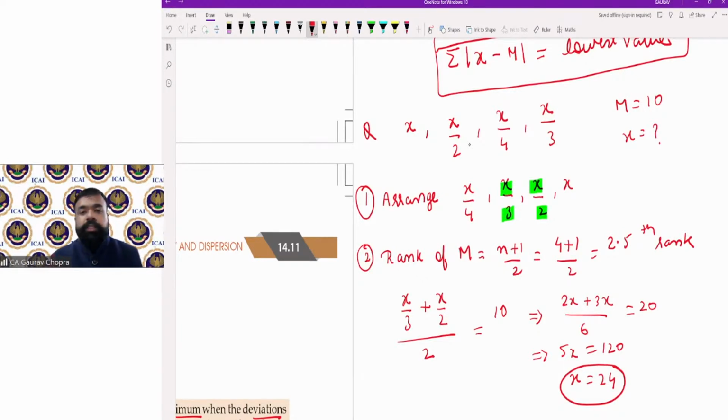Some of you have given the answer 12. 12 आंसर सिर्फ उसी के आएगा जिसने डिवाइड बाय 2 नहीं किया है, जिसने एवरेज नहीं लिया है. So do not forget this 2. This 2 is very much important. The correct answer will be 24.